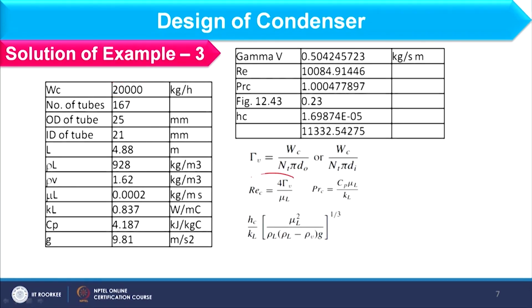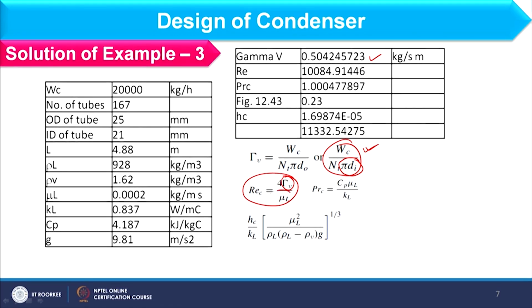To find out Reynolds number, this is the expression where I need gamma V, and that gamma V should be this expression because condensation is occurring inside the tube, right. So, perimeter of inside tube I should consider. So, you can consider WC as 20,000 kg per hour, NT 167 and pi di value, and gamma value you can obtain as 0.504. Okay.